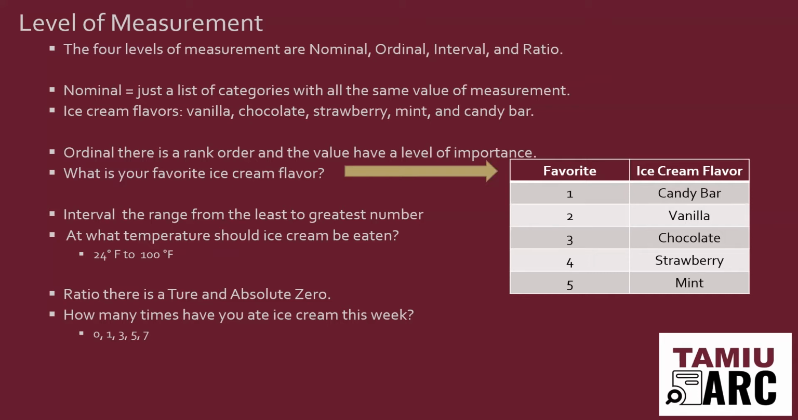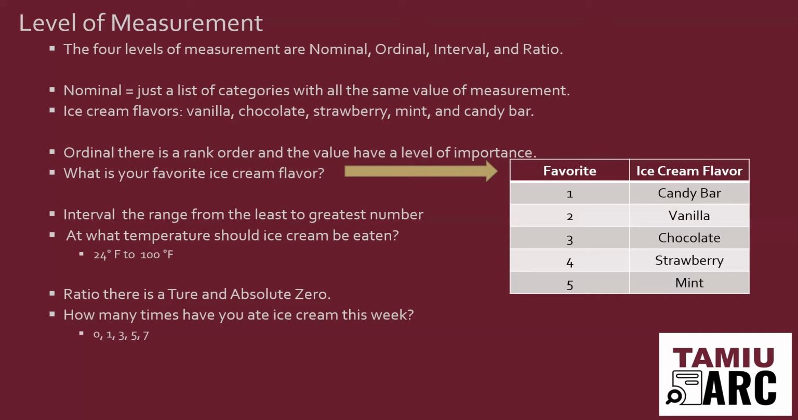Whereas interval is a range from least to greatest. For interval, we could use the example of ice cream again: at what temperature should we eat ice cream? Would you want to eat it at 24 degrees Fahrenheit, where it's hard to scoop, or 100 degrees Fahrenheit, where it's soupy? Or you could choose something in between, 36 to 42 degrees Fahrenheit, so you're able to scoop it and still have it as a treat.